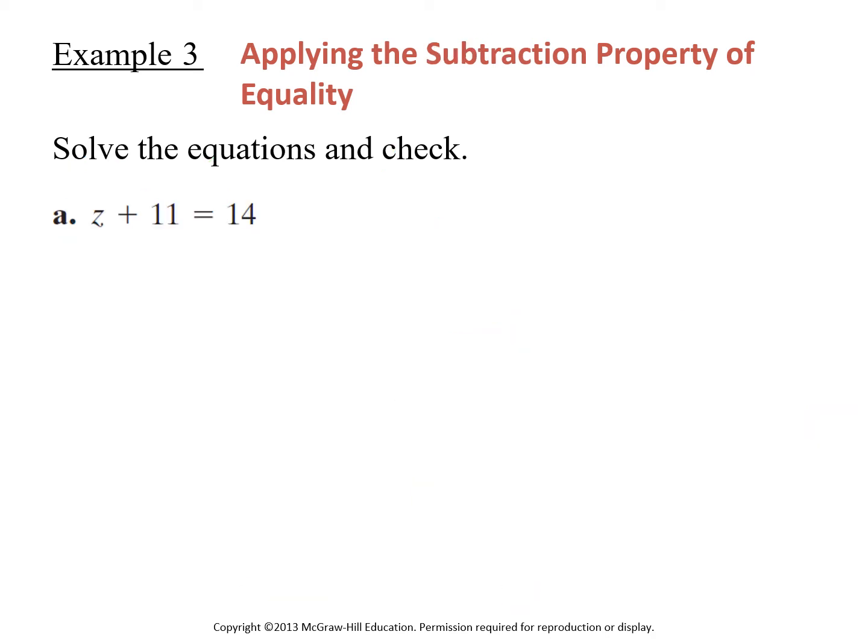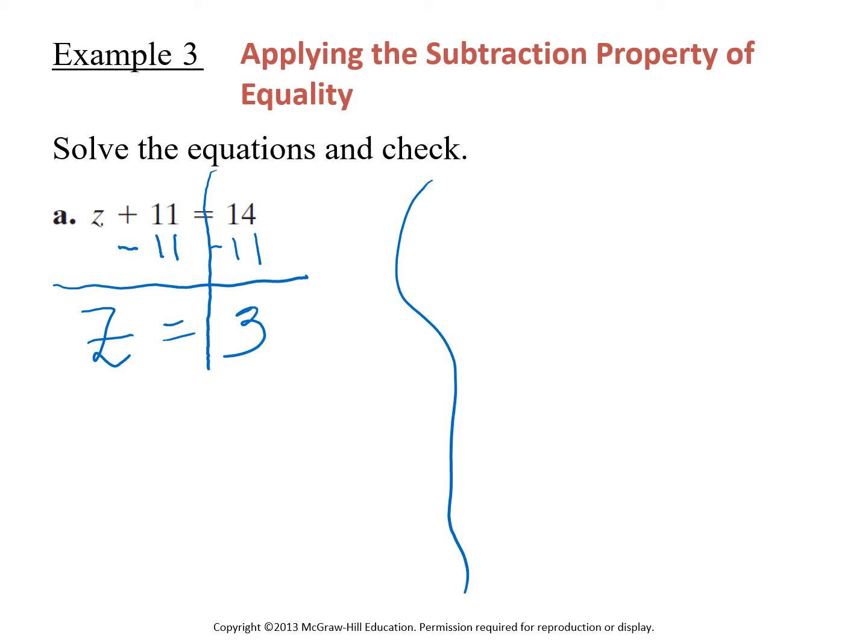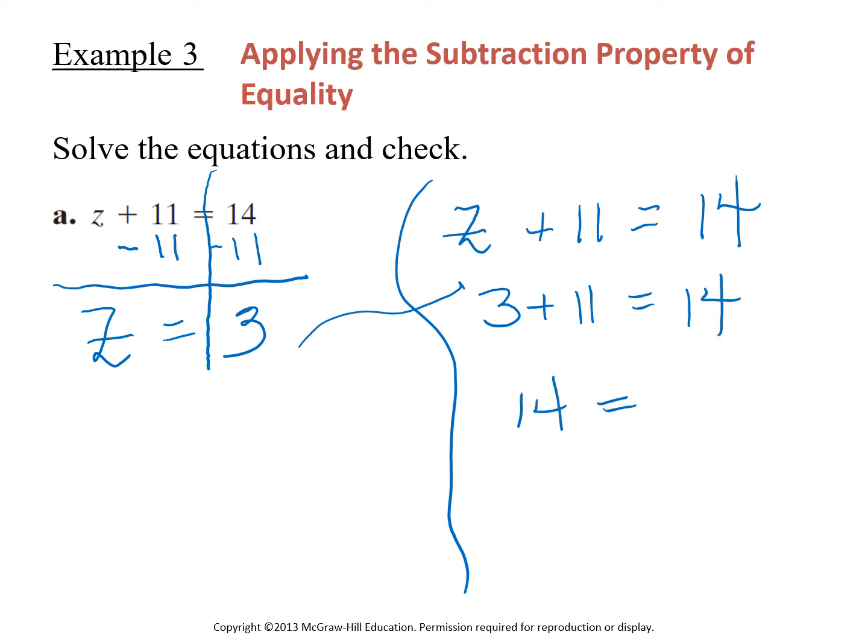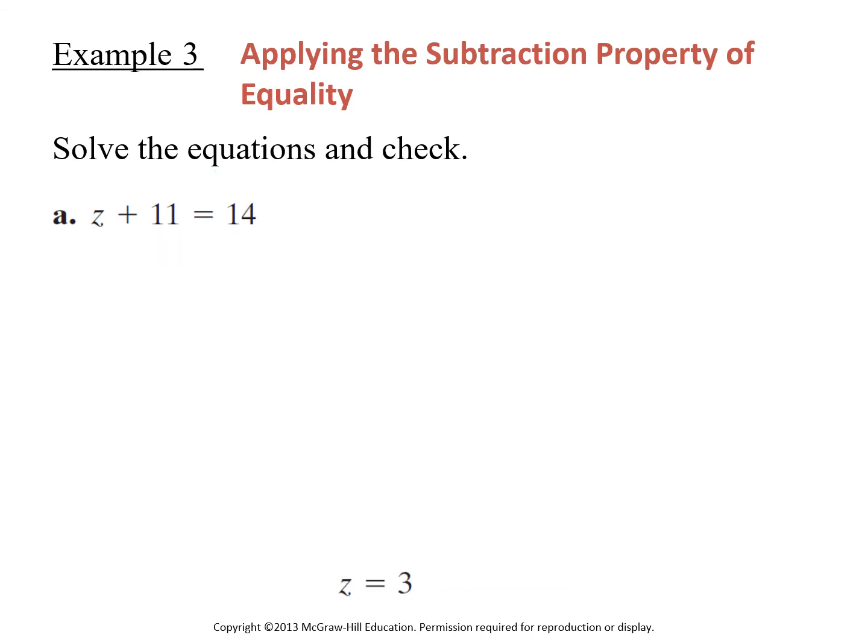Okay, solving z plus 11 equals 14. So again, my goal is to get the z alone on the left. To eliminate this constant, I will subtract 11 from both sides of the equation. And z equals 3. And I will check my solution by plugging 3 into the original equation. And 3 plus 11 equals 14. So my balance statement is 14 equals 14.